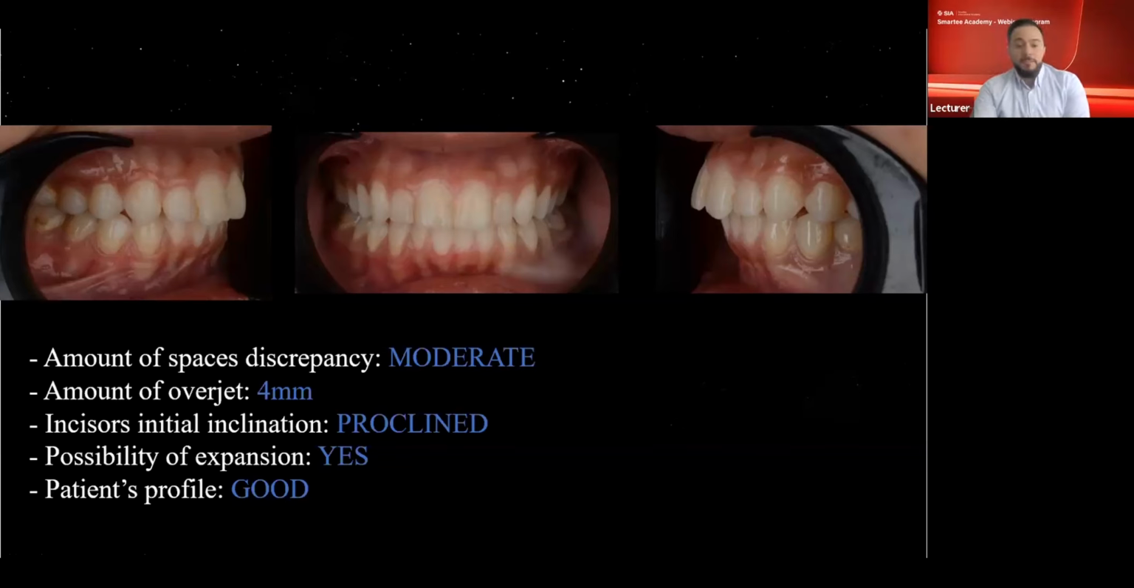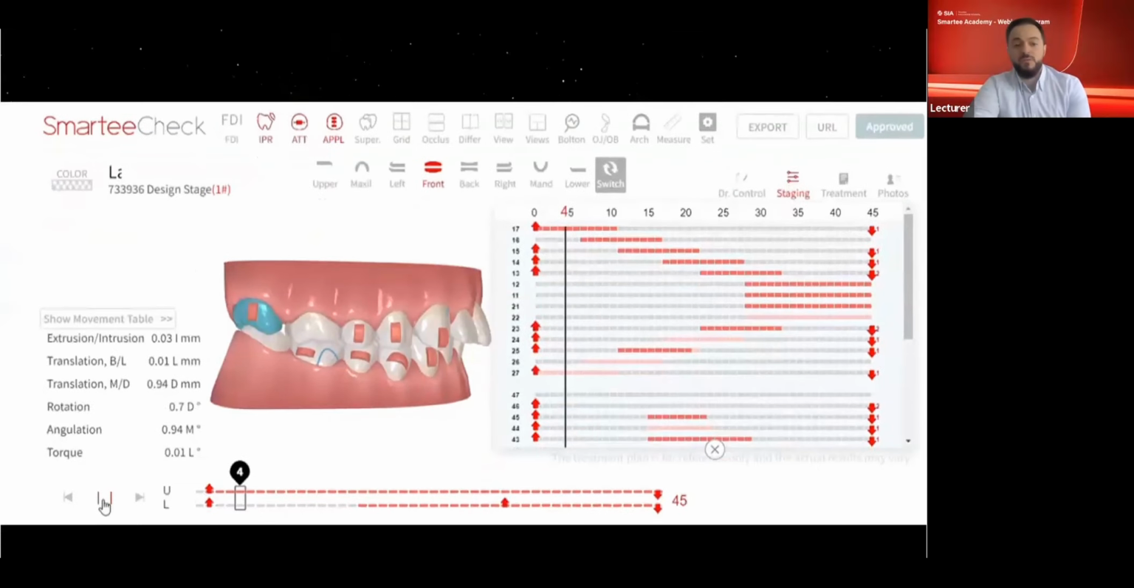So in this case, is it an extraction case? Definitely not. Can we do expansion? Yes, we can. How about IPR? We can do that, but I didn't plan it in that case. And finally, distalization. Of course, this is a distalization case, though we don't need to distalize much space, and the incisors are initially proclined. So we need to be careful when we plan the anchorage in order to avoid any further proclination. So that was the final setup for that case.